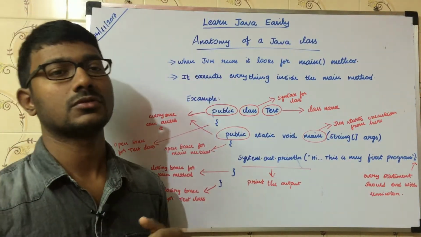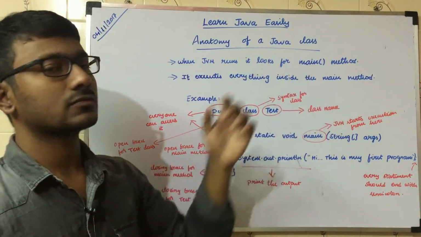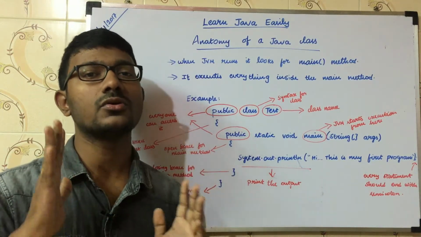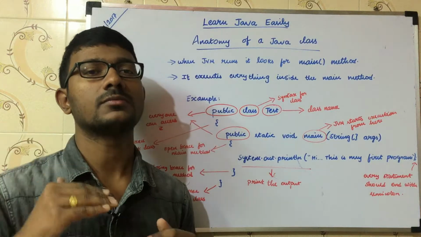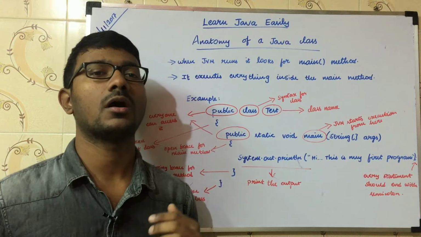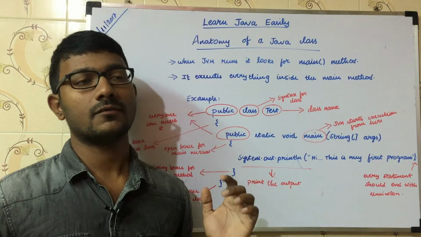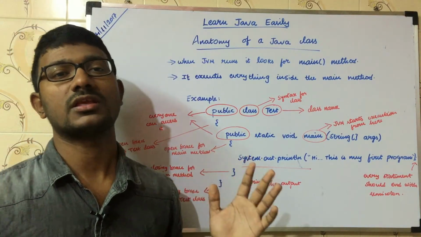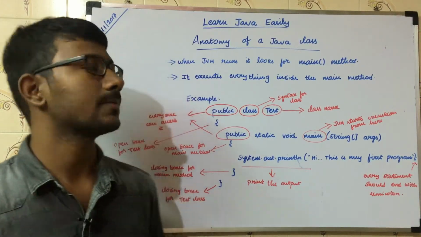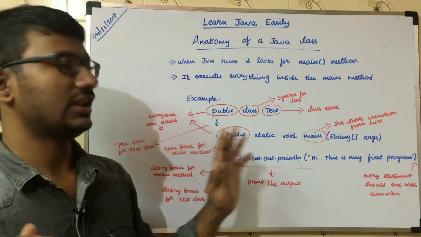JVM, Java Virtual Machine, does many things, and it also checks whether a class or program has a main method. So it starts executing the content inside the main method one by one. If you are running a standalone application, then you need to have a main method. If we consider a web application, that's not the case. We will talk about that main method using this Java class structure with an example.